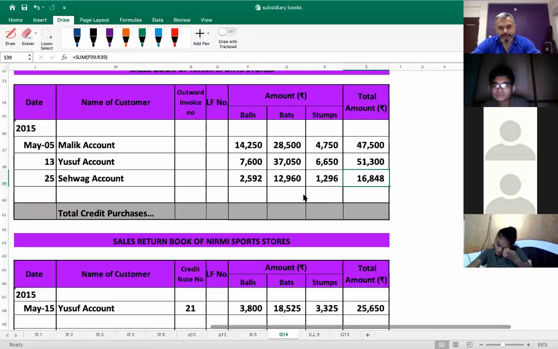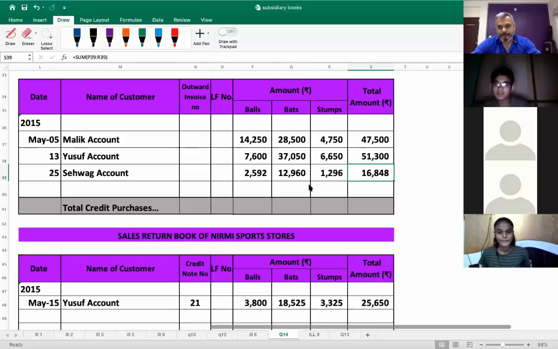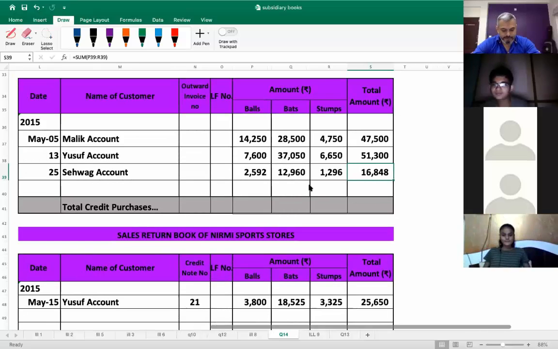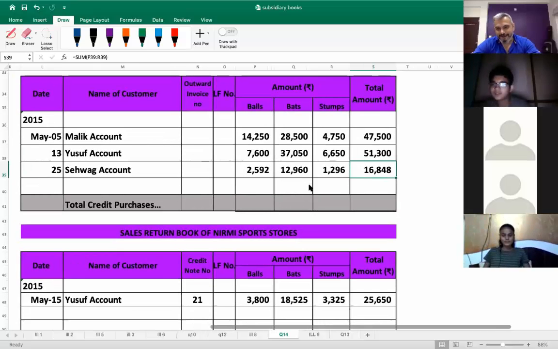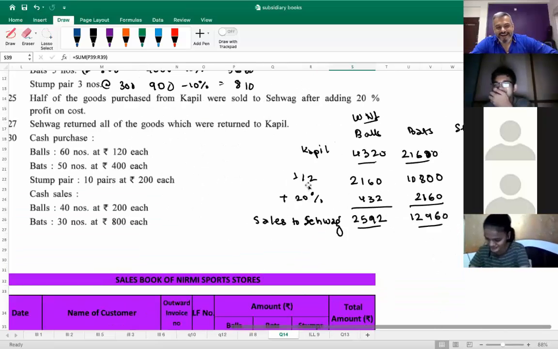अब सबको पता ही है कि नेक्स्ट ट्रांजैक्शन क्या होने वाला है, कि जो इतना मेहनत करके Cash prices will be recorded in cash book. No, next is not that manner. So 27th, Sehwag return. I know, Manav, you love cash transactions in subsidiary books. Okay, but unfortunately वो last में सिर्फ दो ही है.